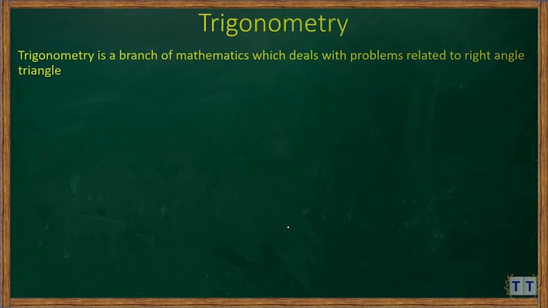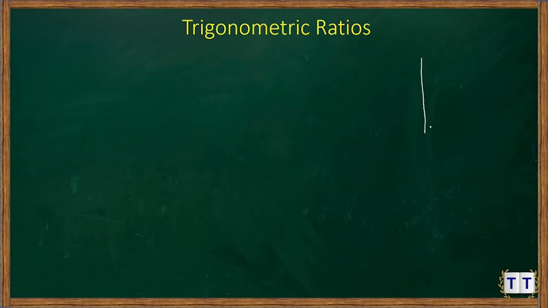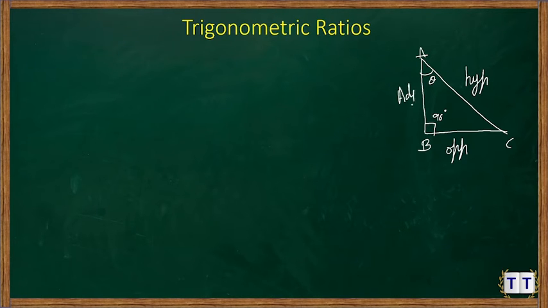Next, we have trigonometric ratios. In total we have 6 trigonometric ratios. First let me draw the right angle triangle. This is A, this is B, and this is C. I am keeping theta at A. This is 90 degrees. This is the opposite side because theta is at A. This is my hypotenuse and this is my adjacent.